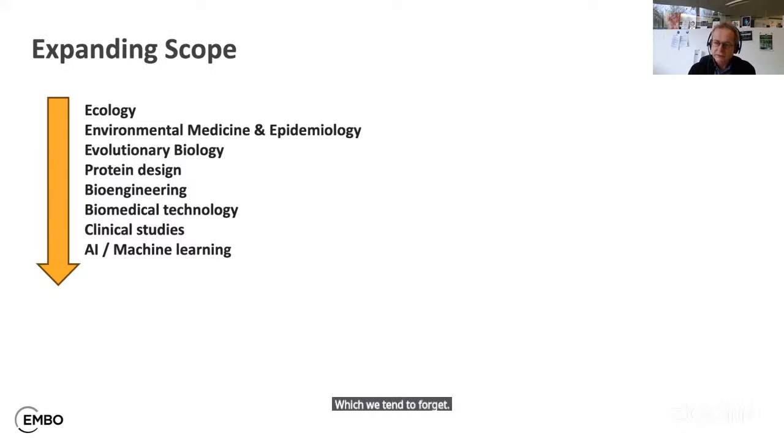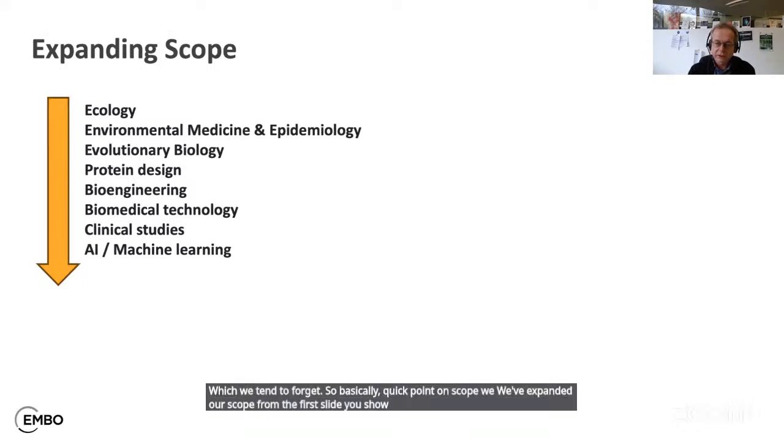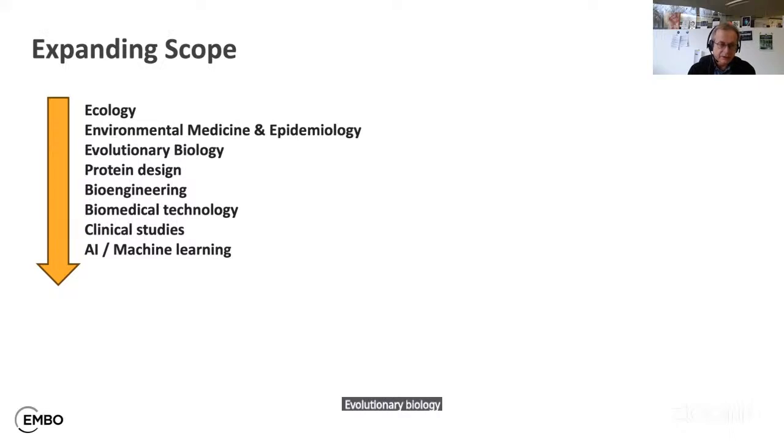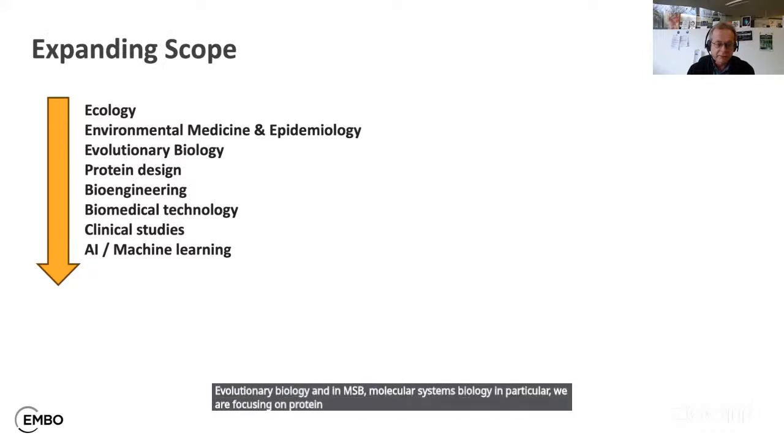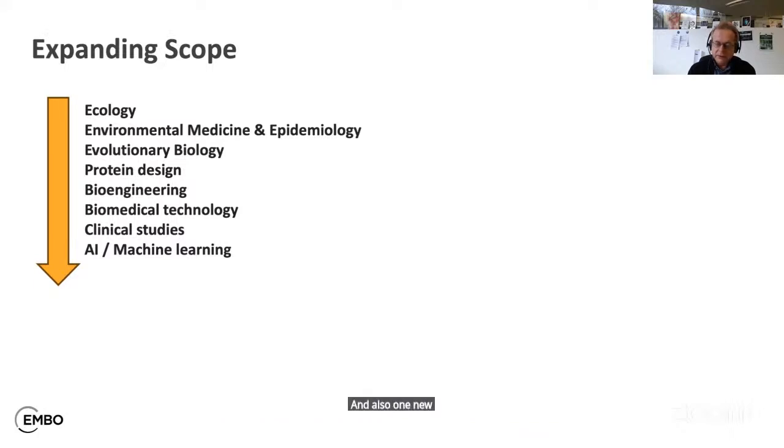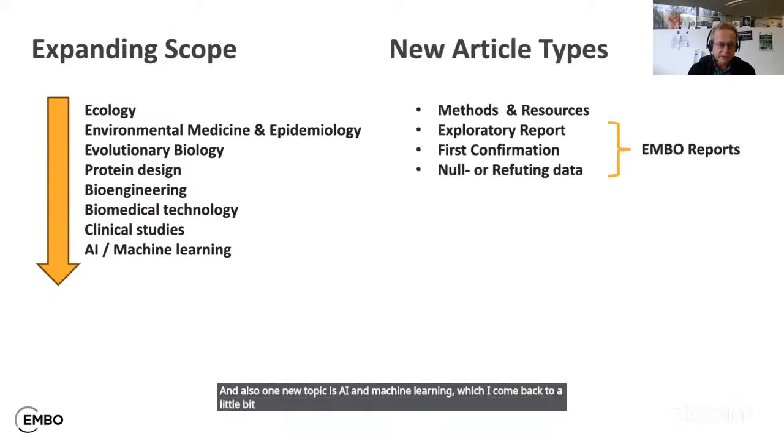So, a quick point on scope: we've expanded our scope from the first slide I showed you more recently, to embrace ecology and environmental sciences, including environmental medicine and epidemiology, across our journals, and evolutionary biology. In MSB, Molecular Systems Biology in particular, we are focusing on protein design, bioengineering, and biomedical technology. So we're trying to broaden even further than we used to be. And one new topic is AI and machine learning, which I come back to a little bit from the publishing side in a second.